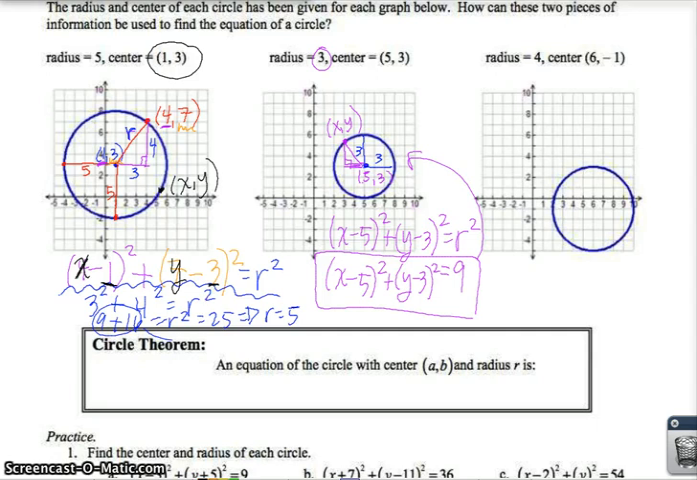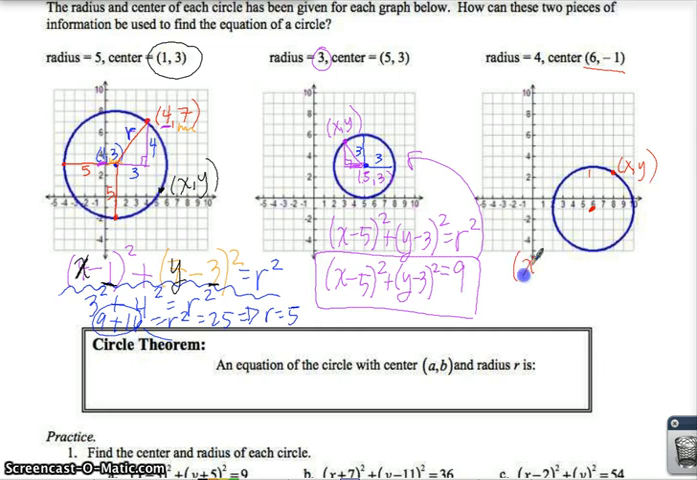Let's look at the third one. Center is 6, -1. Radius is 4 units. Again, we can see that very clearly. So if I chose a random spot out here on the circumference, what would the equation of the circle be?